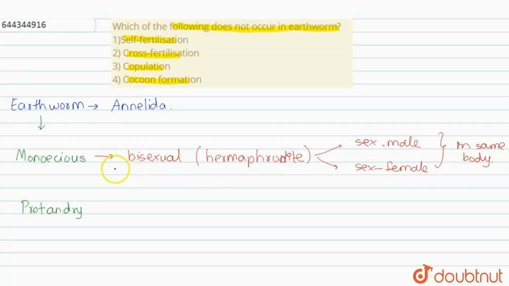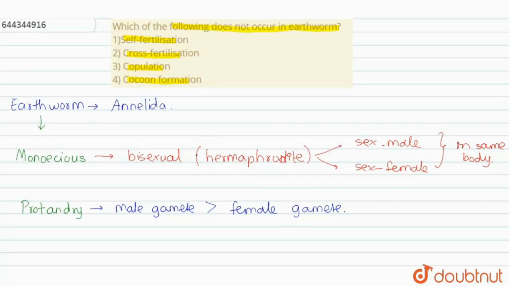But the earthworm also shows a property called protandry. That is why we call the earthworm a protandrous organism. Now what do you mean by protandry? Protandry simply means that in a hermaphrodite, that is an organism having both male and female sex organs, the male gamete matures first than the female gamete. So the male gamete matures first than the female gamete in the case of the earthworm.